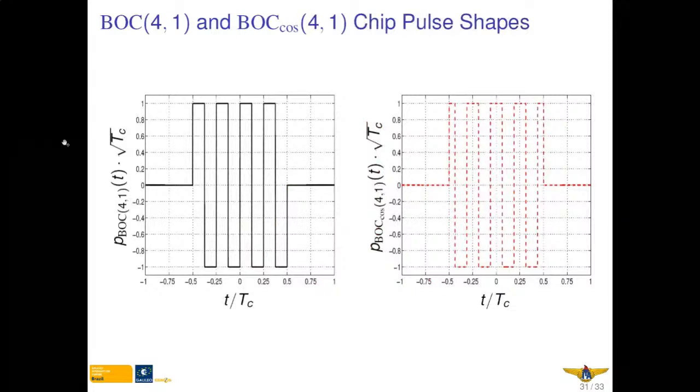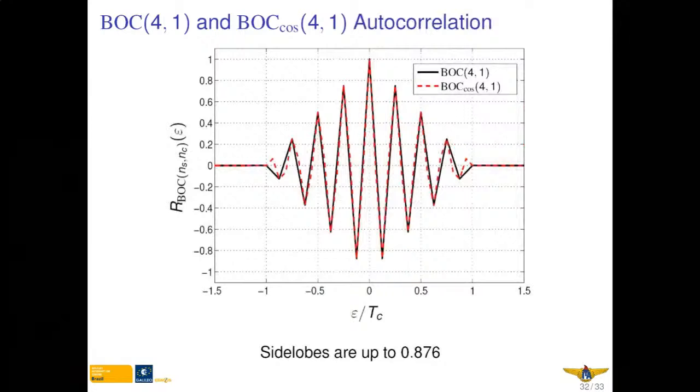Just for an example, we can also have a look at the BOC(4,1) or BOC cosine (4,1) chip pulse shapes. On the left, you have the BOC sine (4,1), and on the right-hand side, you have the BOC cosine (4,1) chip pulse shape. We can also check out the autocorrelation function. Here we can see that we have very high side lobes, but also a very sharp main peak for both of these chip pulse shapes.